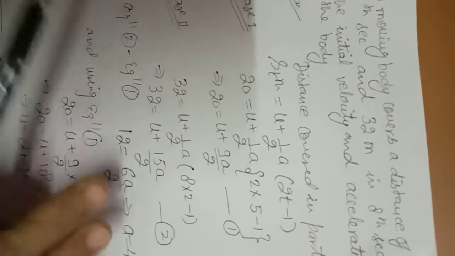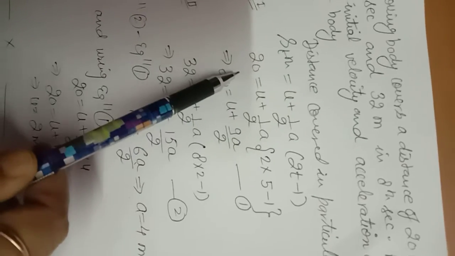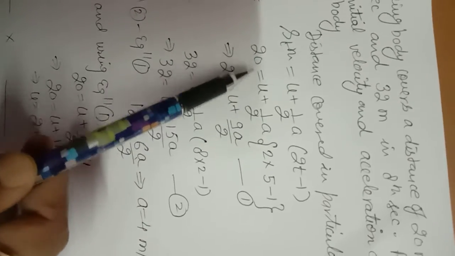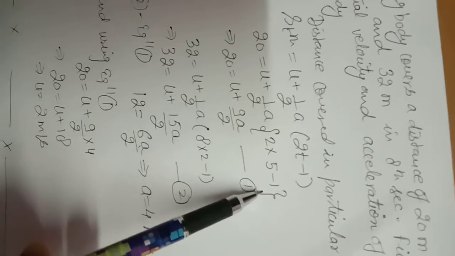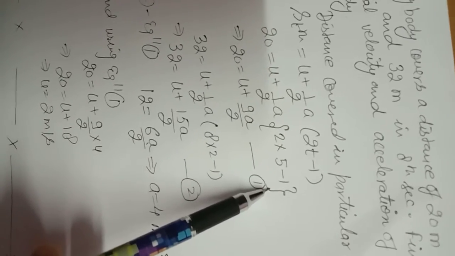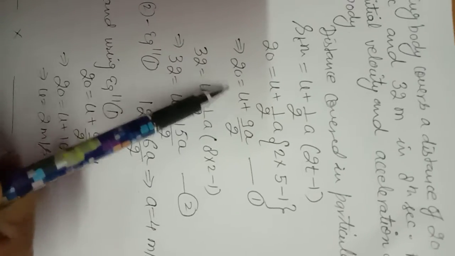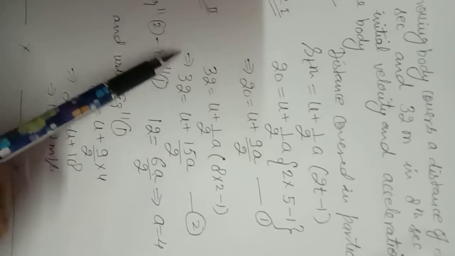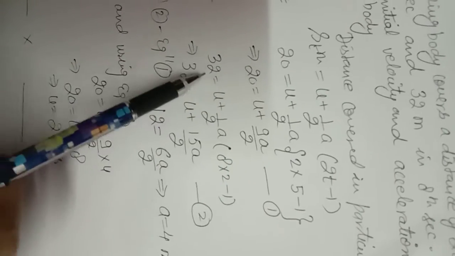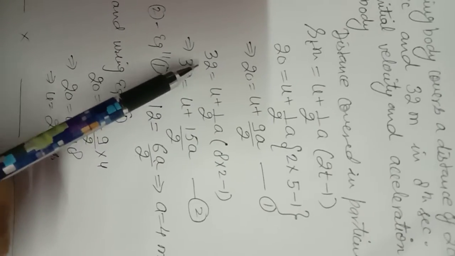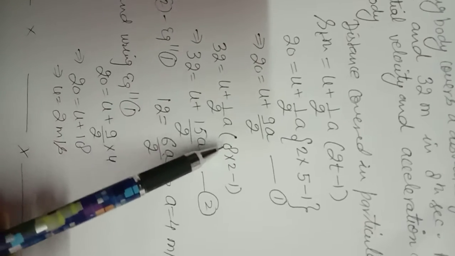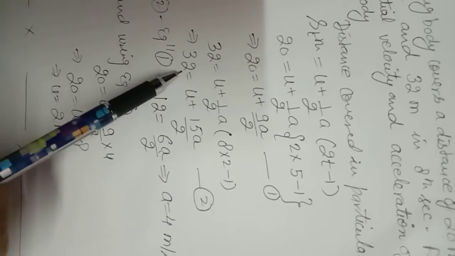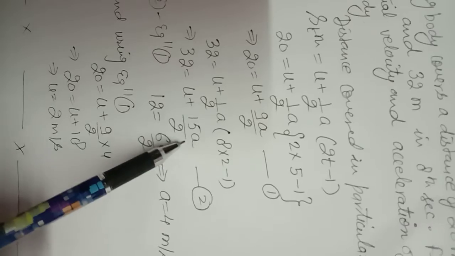So we will have two cases. Case 1 says the distance covered in the 5th second is 20. So we have 20 is u plus half a (2 into 5 minus 1), meaning in place of t we put 5. So we get 20 is u plus 9a upon 2. Similarly, for case 2, in the 8th second the distance is 32. So we get the second equation as 32 is u plus half a (8 into 2 minus 1), or we can say 32 is u plus 15a by 2.